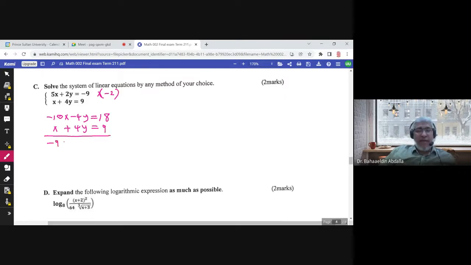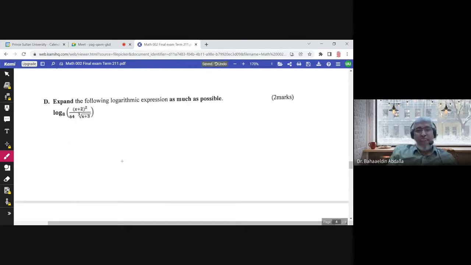Adding, I have negative 9x. These two would be cancelled. 18 plus 9 is 27. So x is 27 over negative 9, which is negative 3. Now, if I put x equals negative 3 in the second equation and solve for y, 4y would be 9 plus 3, that's 12, and y would be 12 over 4, which is 3. So the solution is the ordered pair negative 3 and 3.